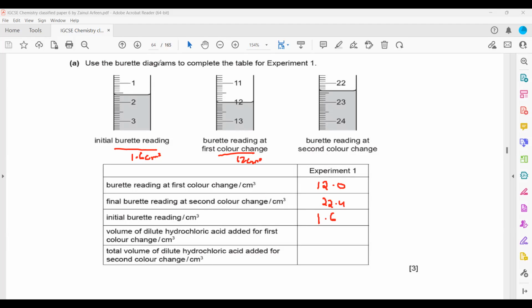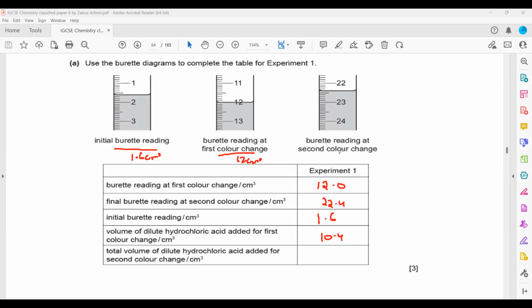So originally it was 1.6 was already there. Like 1.6 is already removed before the experiment. And then when we remove further for the first color change, it shows a color change at 12. So how much has it removed? That is right, 10.4.